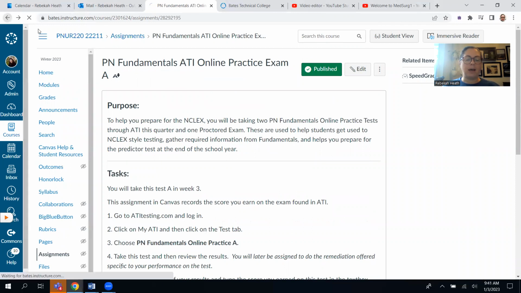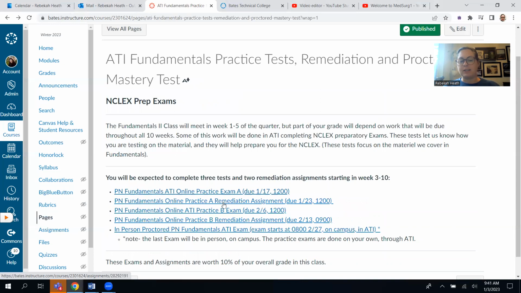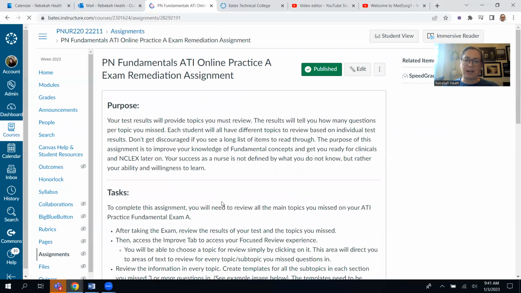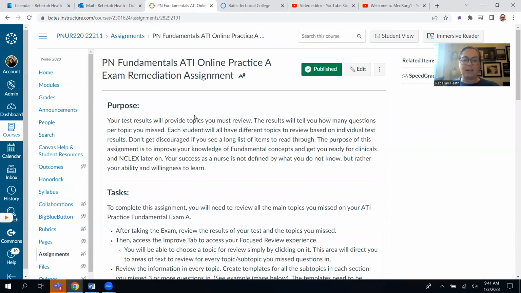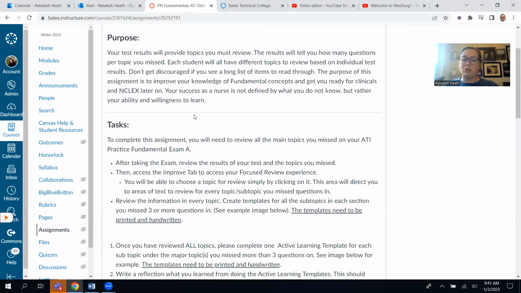Then if I go back to that page, I'm going to click on the practice A remediation assignment. After you take practice test A, you're going to remediate, or learn the things that you maybe didn't know so well. In ATI, you're going to go to the Improve tab, and it's going to go over all the things that it felt like you could improve on. It has some templates for you to fill out.